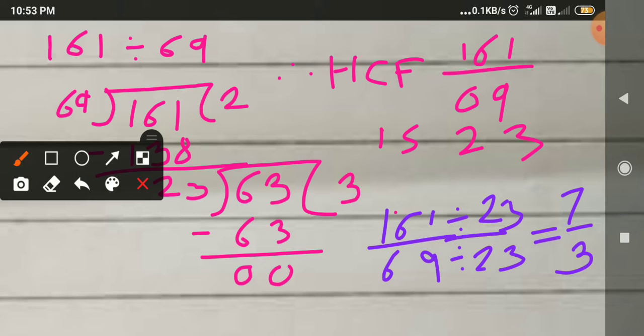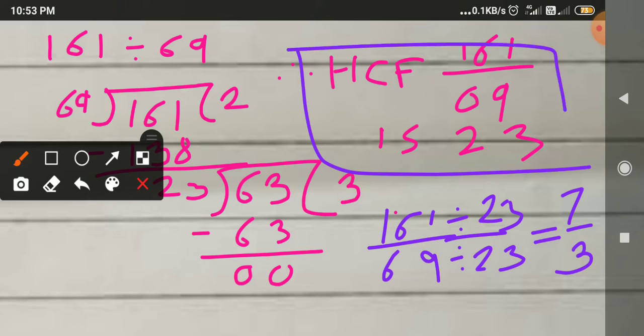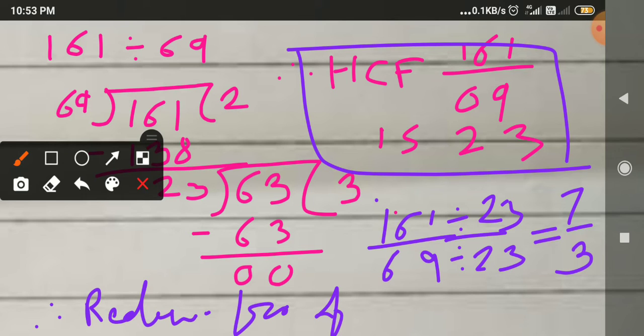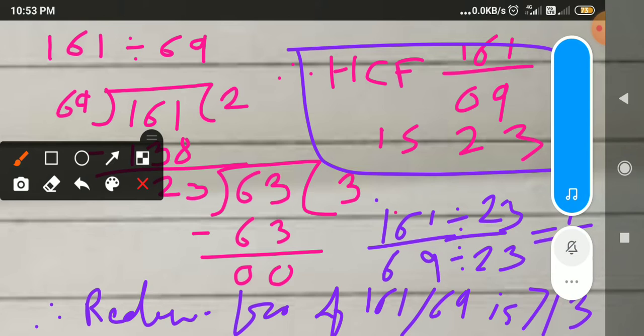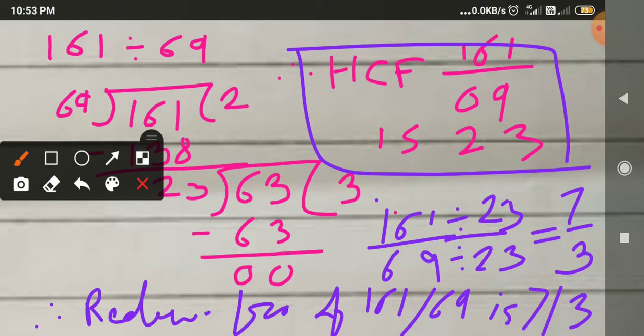So the HCF is 23, and the reduced form of it is, therefore here write, the reduced form of 161 upon 69 is 7 upon 3. Understood how to solve this example? Okay, so similarly we have to solve the next question. Now copy this down and check your answer.